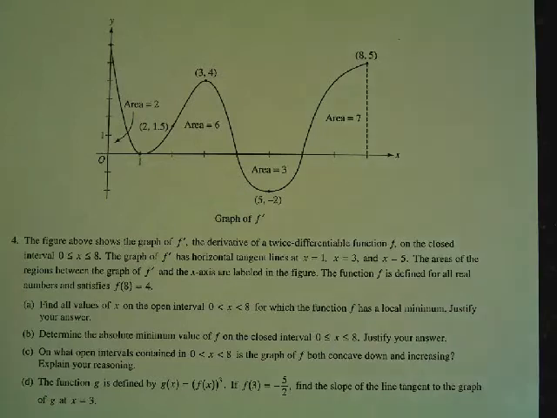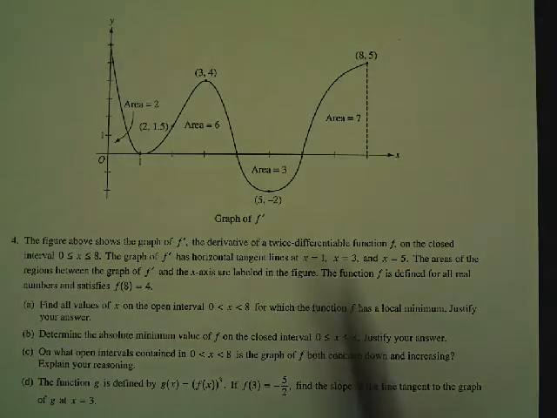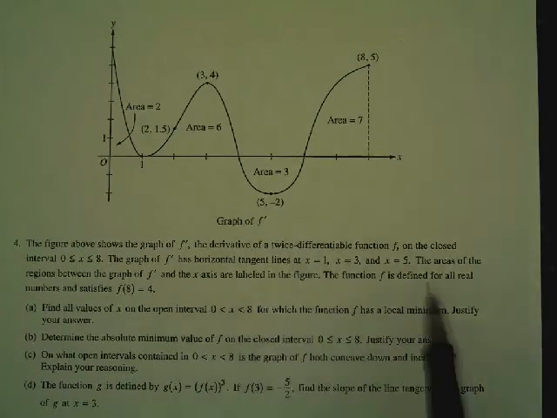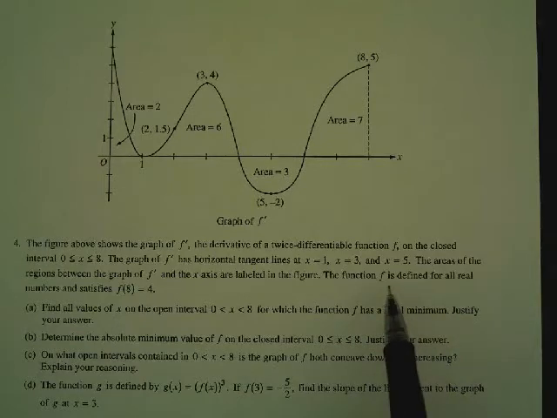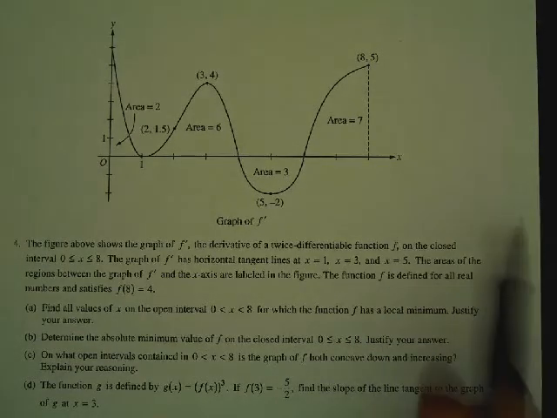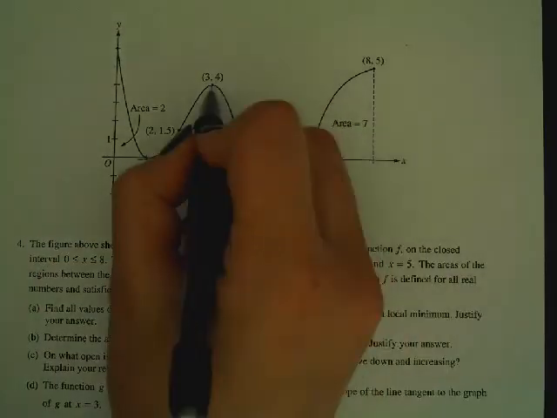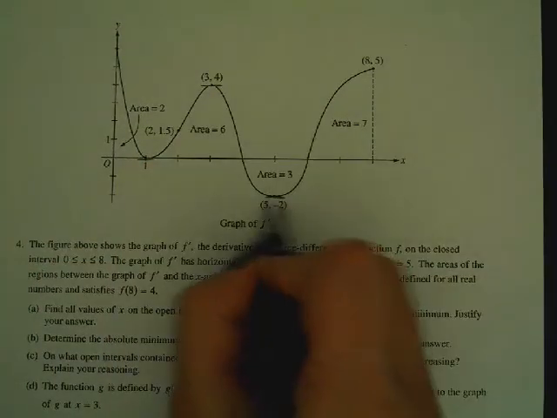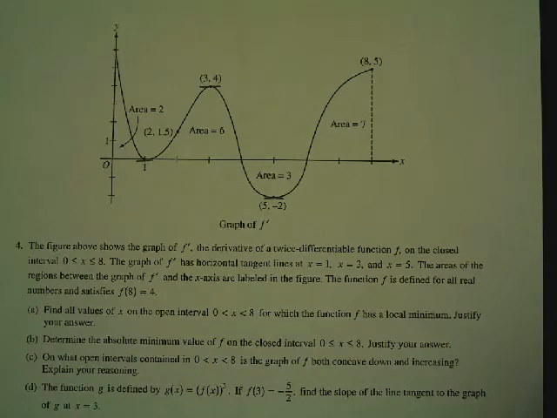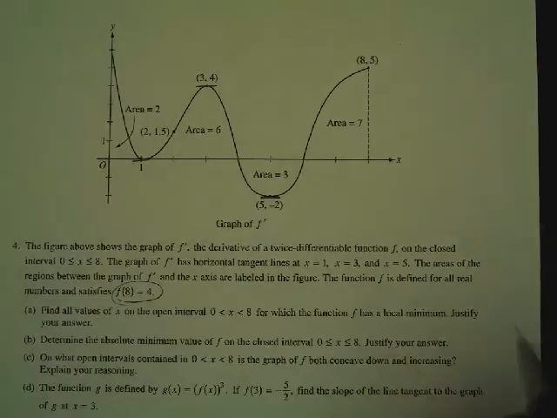All right, this is the fourth FRQ for the 2013 BC exam. So they gave the graph of f prime, and they tell us where we've got horizontal tangent lines. We've got them at 1, 3, and 5. So horizontal tangent, horizontal tangent, horizontal tangent. So they're telling us that the slopes there are 0 exactly. They gave us the areas and the regions, which is kind of nice. And then they tell us that f of 8 is 4.